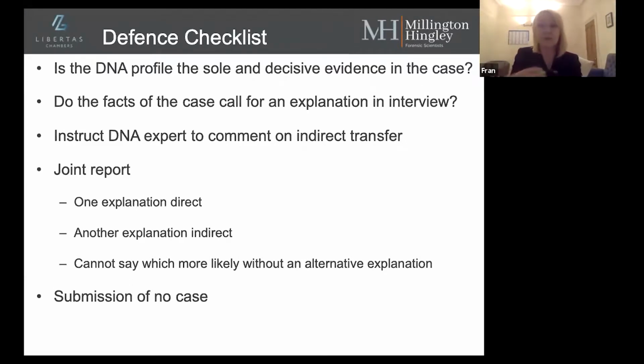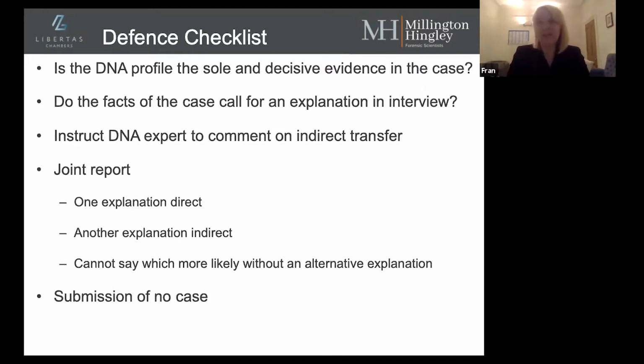Then one of the things, of course, you'll want to be doing is looking to instruct an expert to comment on the possibility of indirect transfer, and trying to get a joint report where the evidence ultimately ends up being neutral, or as neutral as you can make it. Like we've been saying, one possibility is that they touched it, another possibility is that they didn't touch it, and without an alternative explanation, we can't say which is more likely than the other. That's really one of the best positions you're going to get in with such a case, and that gives you the opportunity to launch a submission of no case to answer.